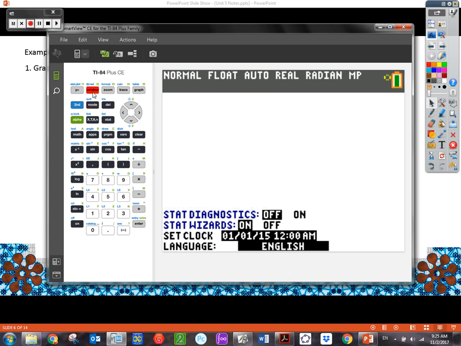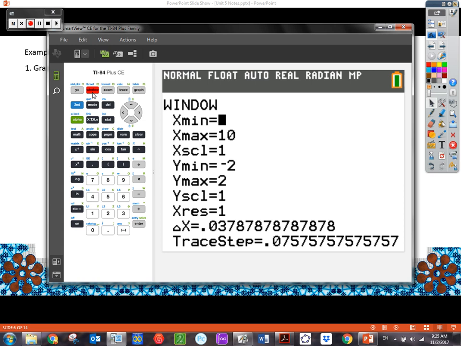Also, I need to pay attention to my window. It depends on what problem I'm working, but the standard is like 0 to 10, so that I get more than one normal period. That's what I like to do with my x, 0 to 10. I mean, you could do whatever you want.